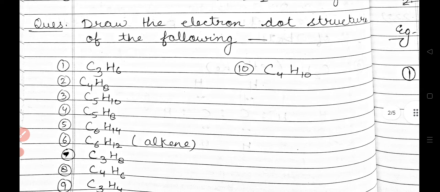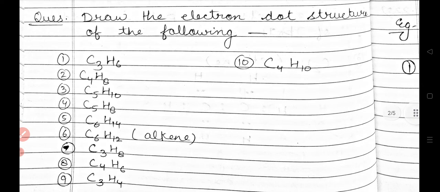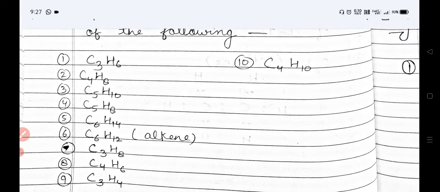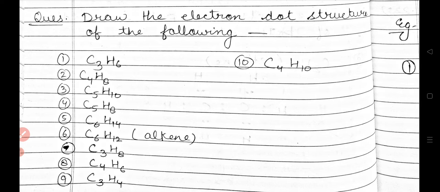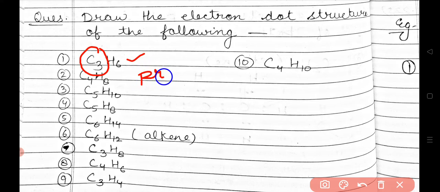Similarly, you have to draw in your notebook the electron dot structure of the following 10 questions. Firstly, you have to check whether C3H6 is an alkane, alkene or alkyne. Firstly, mention the carbon number, 3. 3 means prop. For 3 carbons the root word is prop, and the formula is C3H6, that is 3 and 6, which is just a double, so it can be an alkene, ene.